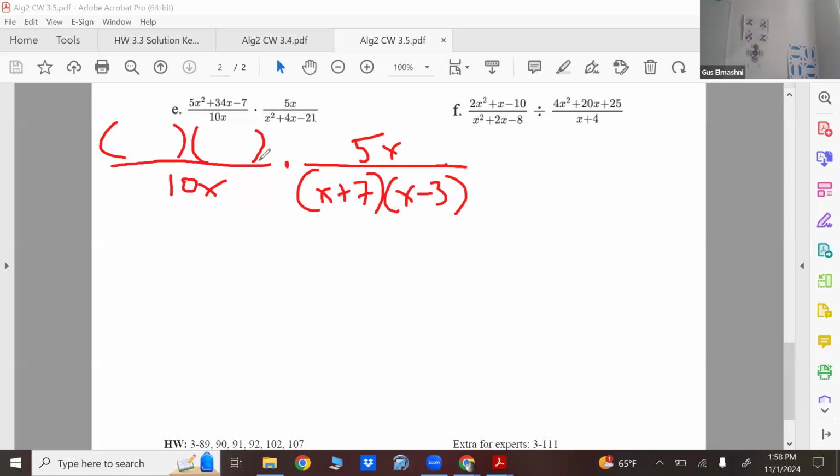We're at the home stretch here. Let's finish strong. This ends the week. All right, so x plus 7, x minus 3. Okay, we're good. Do that first.